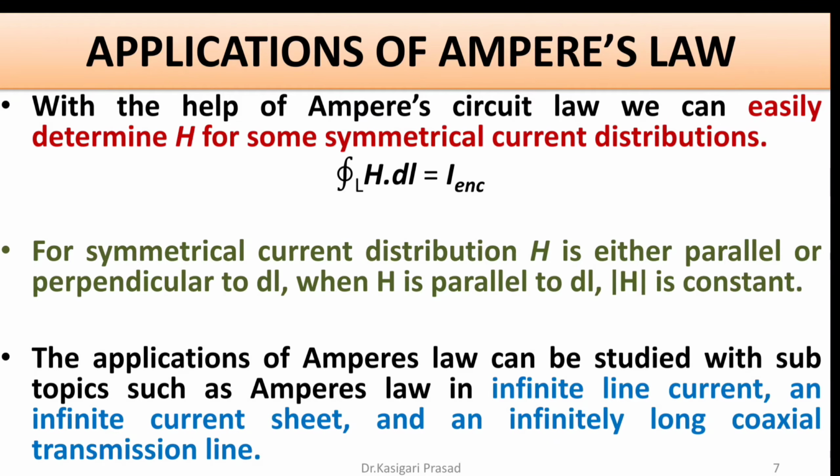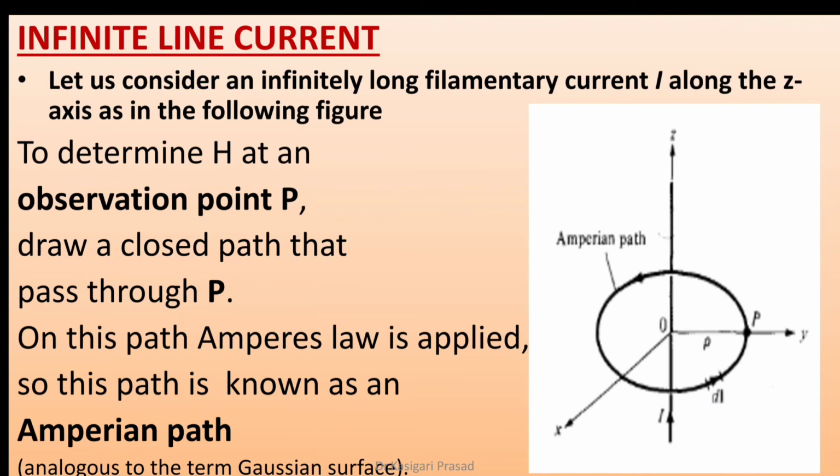For a symmetrical current distribution, H is either parallel or perpendicular to dl. When H is parallel to dl, the magnitude of H is constant. Now we can apply Ampere's circuital law for three applications: an infinite line current, an infinite sheet of current, and an infinitely long coaxial transmission line. For these three categories, we are going to apply Ampere's circuital law. Let us see the first one, the infinite line current.